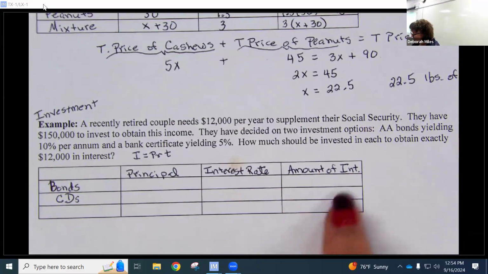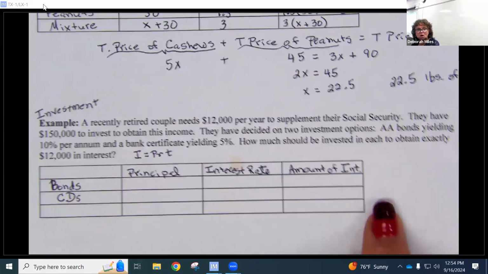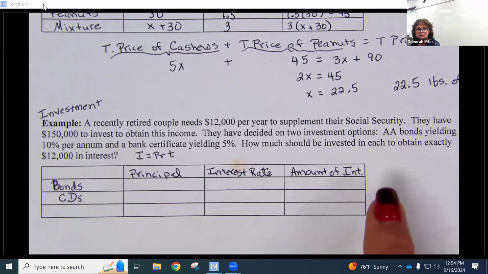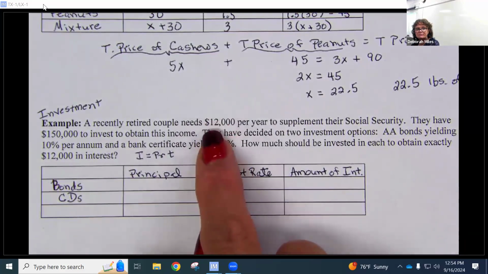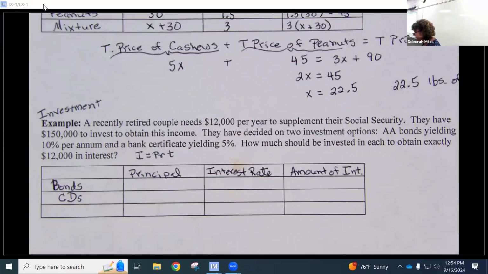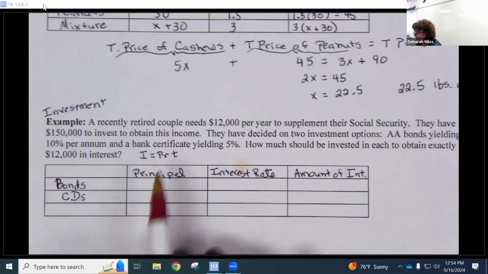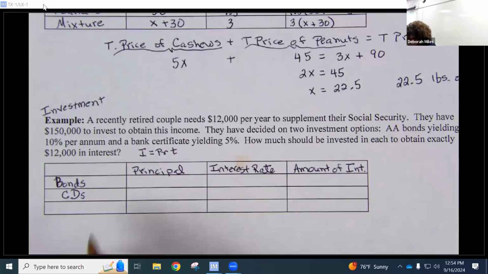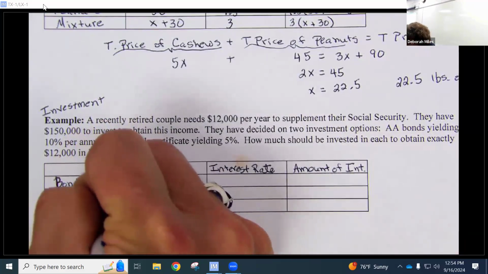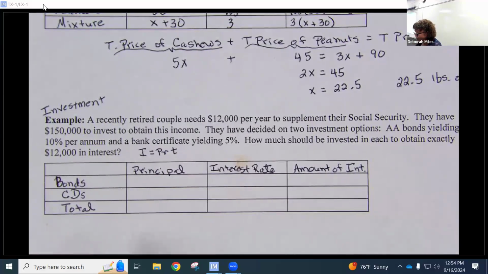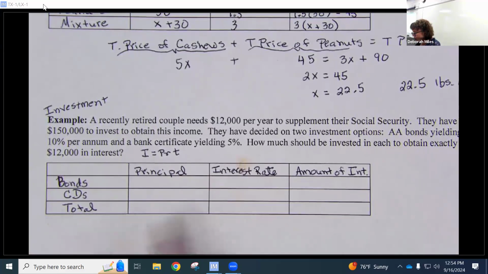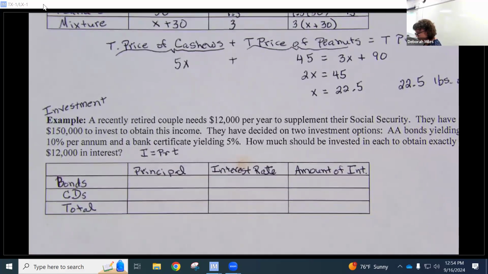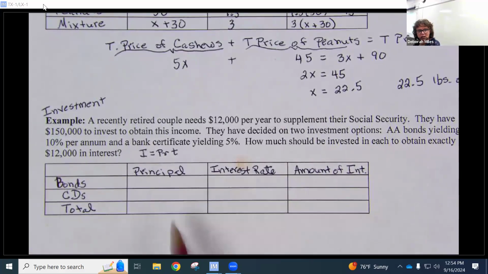Now, the only reason we don't have a column for time here is because we're going to decide how much they need to invest in each to get that $12,000 for 1 year. They need 12,000 for every year, so I don't need a column that just has all ones in it for 1 year. When we're mixing money, we don't usually call it mixture, we usually just call it total. Total principal is one thing, and total amount of interest is the other. And that's what the chart looks like for every one of these interest problems.